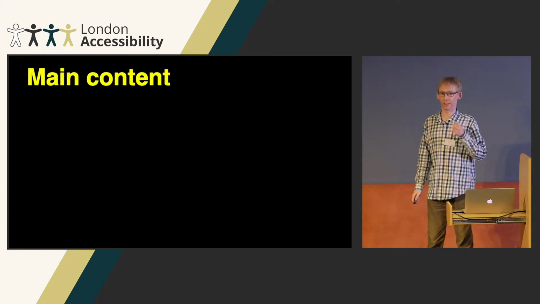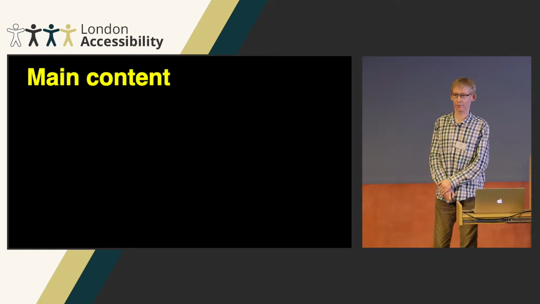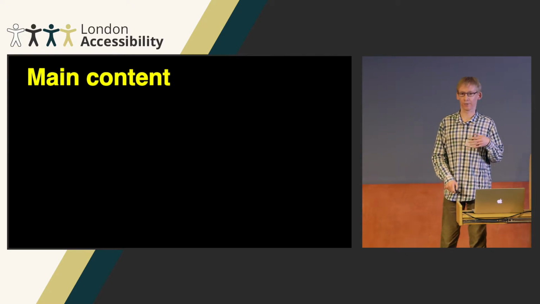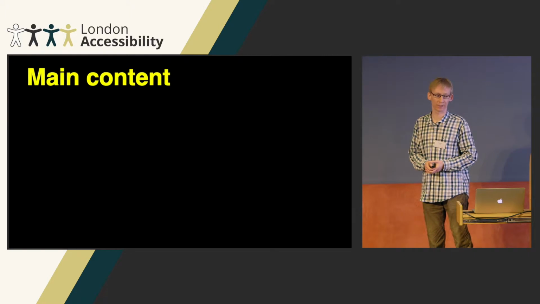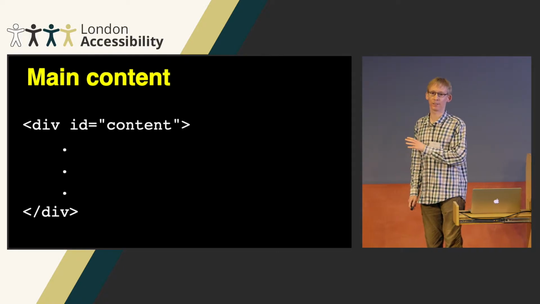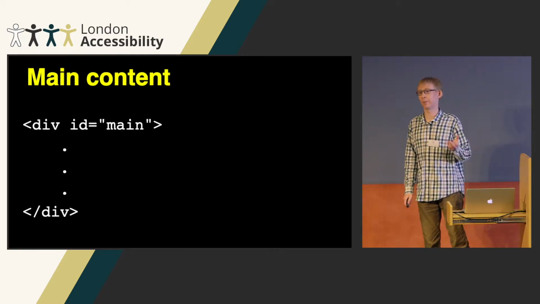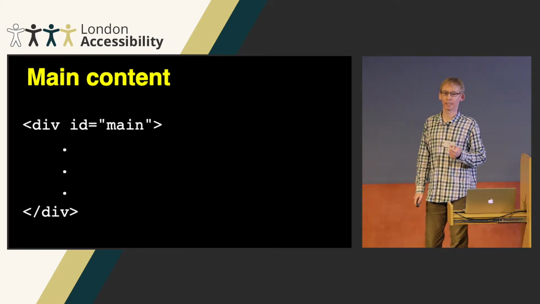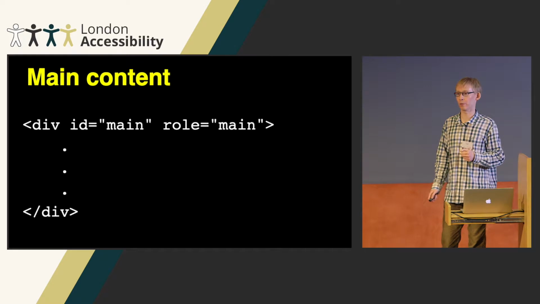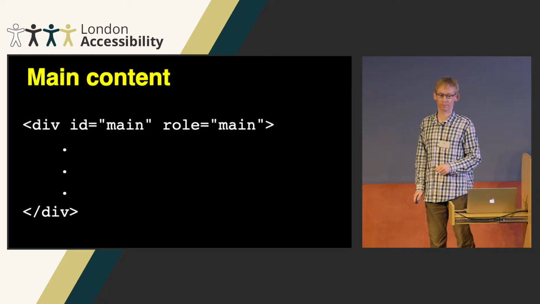So let's try the classic one, main content. Back when my colleague Steve Faulkner was researching how people put together web pages, with a view to introducing the main element, what he found was that loads of people have something like this: div ID equals content, or div ID equals main, or maybe it's got a class of content or a class of main. And in those cases, what you can do to say this is a main landmark is you can just put role equals main on there, and then that becomes the main landmark on the page.